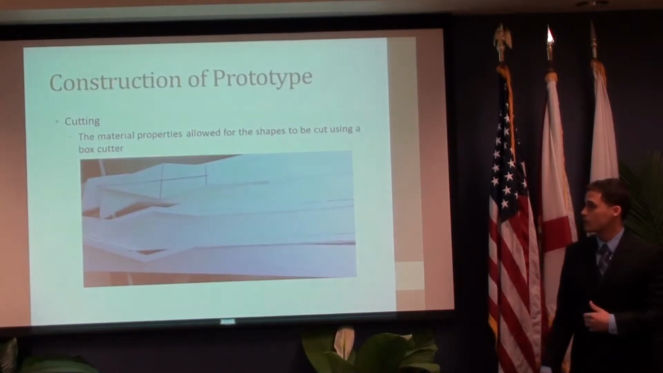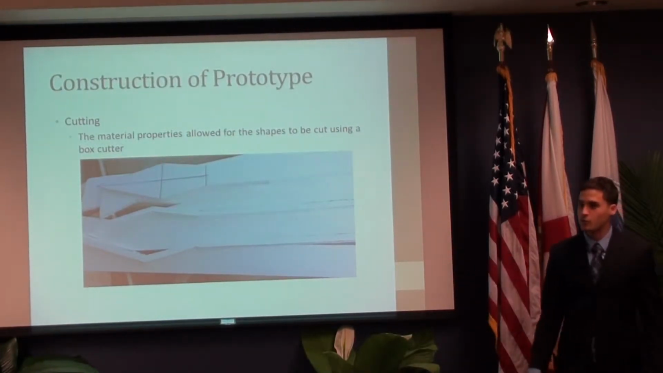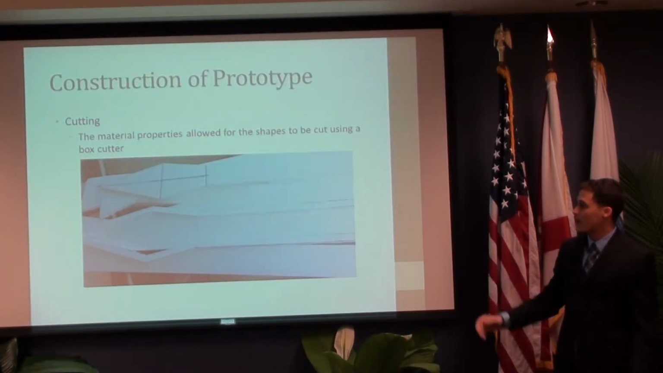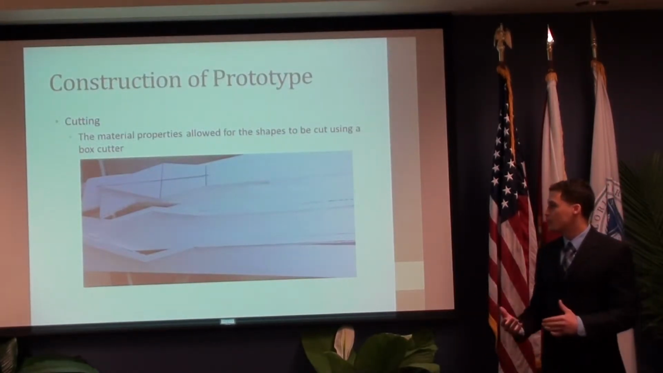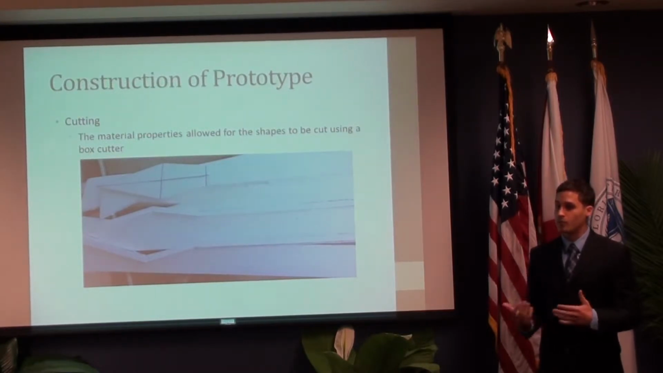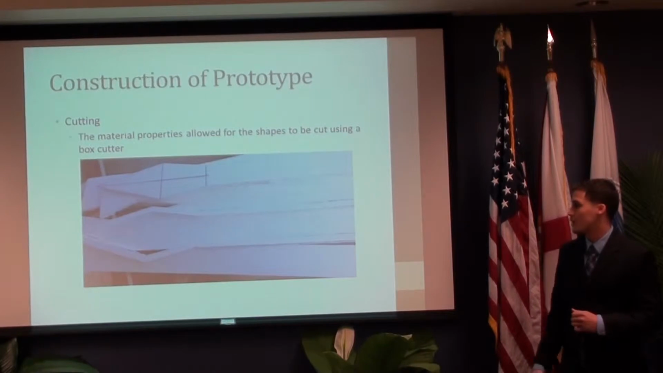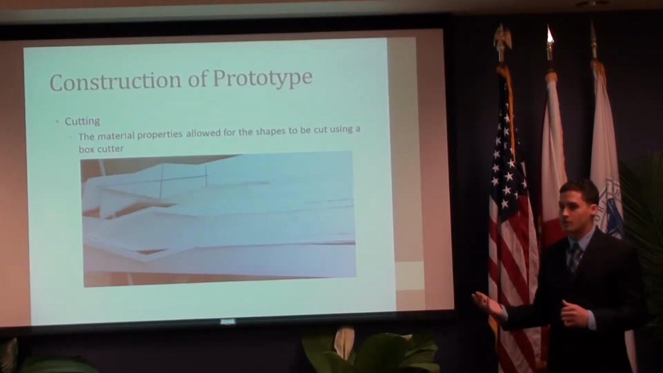So for this, you can see the construction of our prototype. This is the first phase, in which we had already laid out the drawings for all the layers. We began cutting, and for this foam, typically people would use a hot wire cutter, but we didn't have one available, so we used a box cutter in place of that, which worked really well due to the properties of the foam itself.